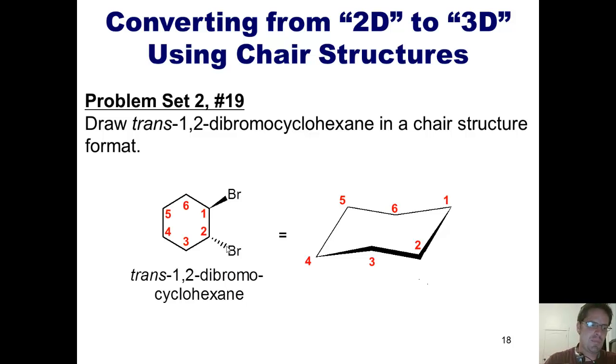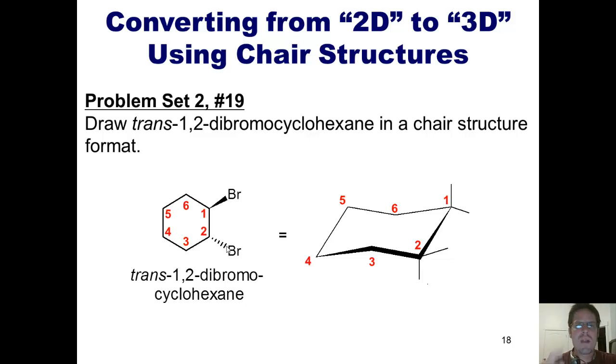We just have to draw them at the positions that have the bromines on them, which are positions 1 and 2. So I'm going to go ahead and just draw the bonds on positions 1 and 2. The axial bond on atom 1 goes straight up, and the axial bond on atom 2 goes straight down. The equatorial bond goes at an angle down on atom 1, and the equatorial bond on atom 2 goes at an angle up.